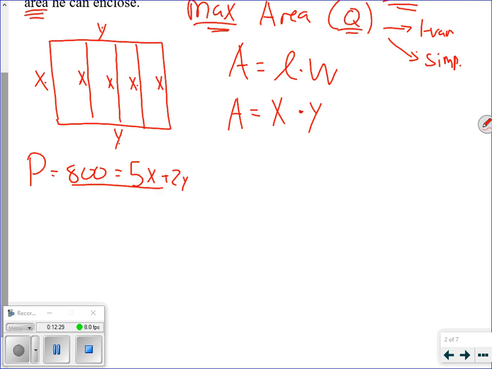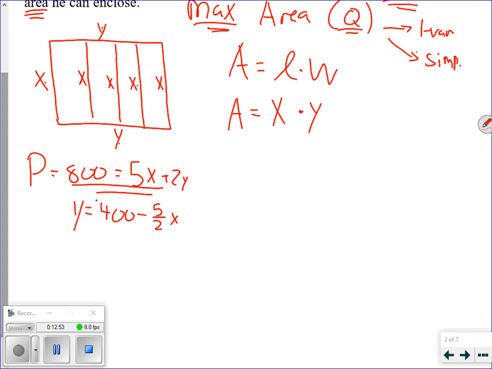And it's this condition right here that I can use to substitute in a value over on the right. It's just a substitution property. So maybe I'll get y by itself. Okay, I'll subtract 5x and divide by 2, and if I do that, I get y equals 400 minus 5/2 x.